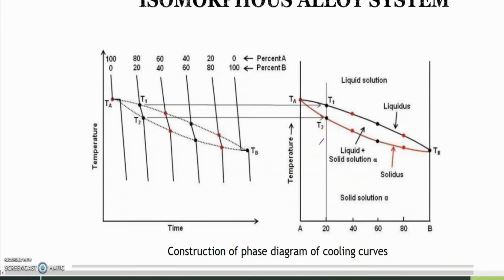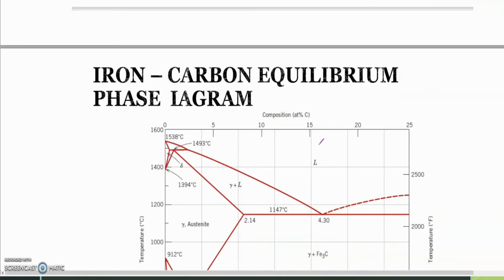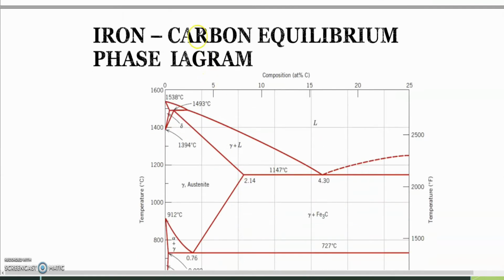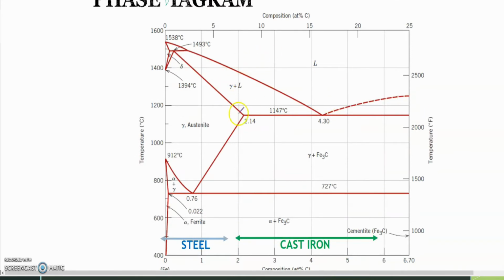Alright, so this is construction of phase diagram from cooling curve. And then we move to the iron carbon equilibrium phase diagram. Sebenarnya gambar rajah ni kamu tak perlu hafal, tapi kamu kena tahu macam mana cara untuk baca. How to explain this diagram.